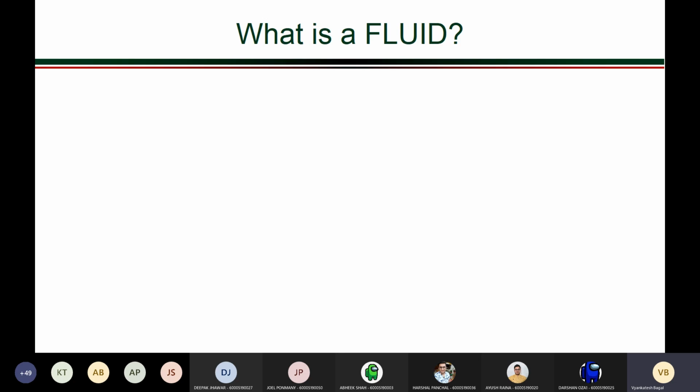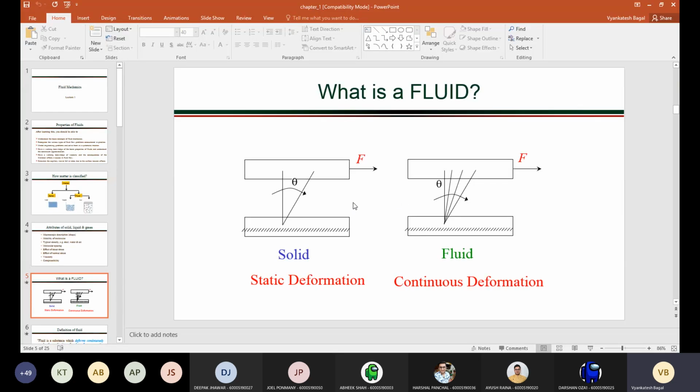क्या हो रहा है इसको? Okay, can you see this? Can you see the same slide? What is fluid वाला दिख रहा है slide? Hello. Yes, sir. Yes.